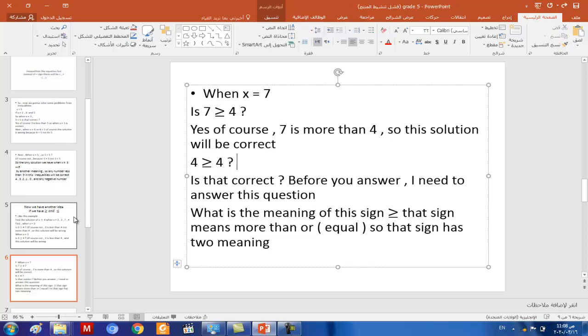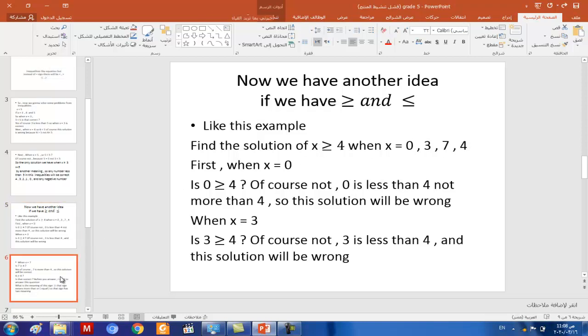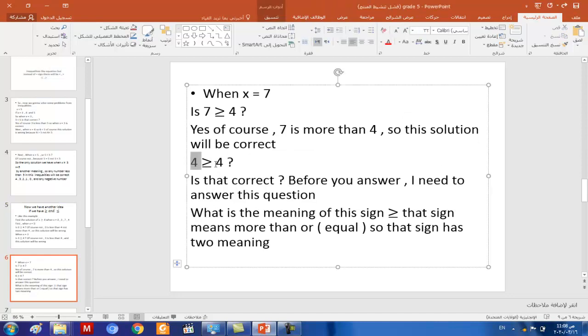The final number we have is 4. If you substitute in x by 4, is 4 more than or equal to 4? Before you answer, think about the sign of inequality you have. Is it only more than? No, of course not. It's more than or equal.